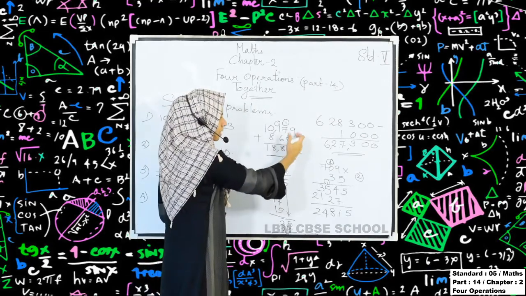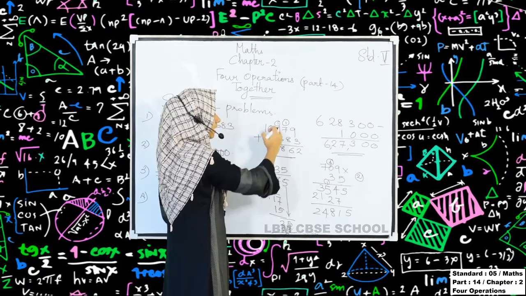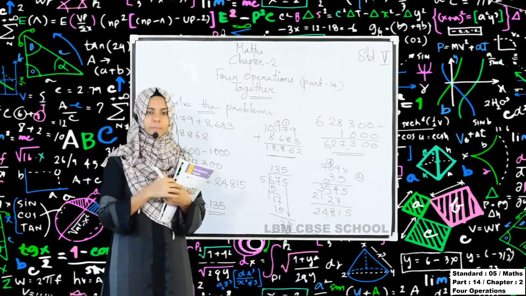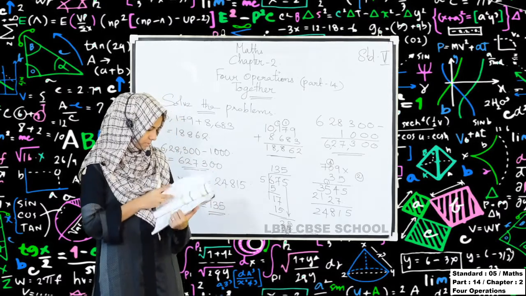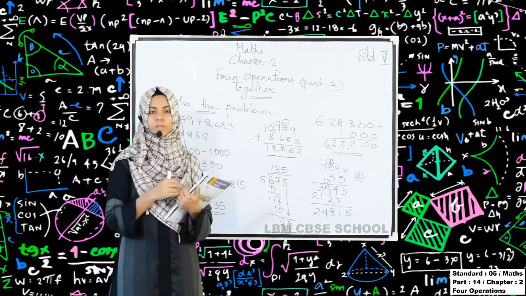First we are adding the ones place digits, then tens, then hundreds, then thousands, then 10,000s, like that we are adding the numbers. So that were the two steps we are following to add two numbers.